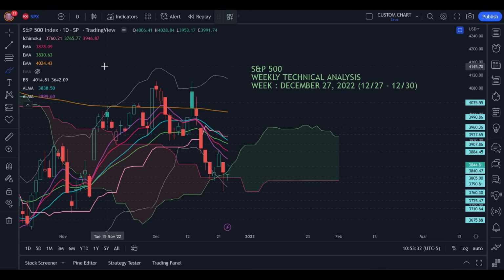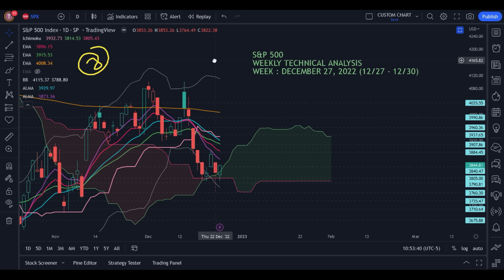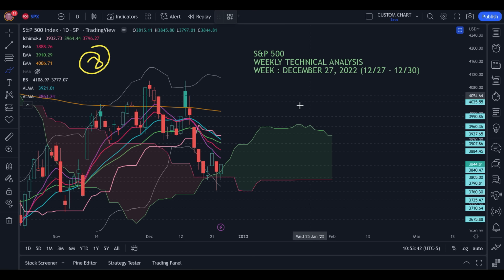Now guys, there comes the third point in our agenda, and the third point is the support and resistance levels for the S&P 500 for the coming week. Now, in the coming week, first of all, we must agree and accept the fact that the S&P 500 has survived the border. This is clear, no doubt. The S&P 500 has clearly survived the border.